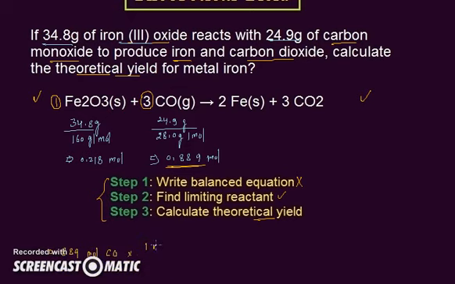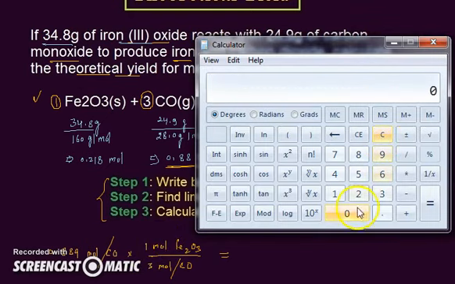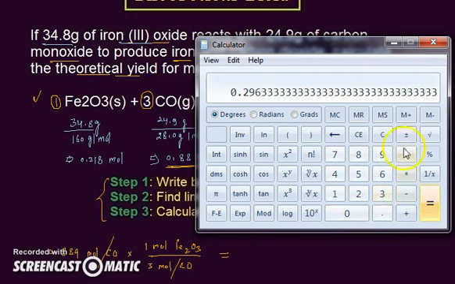Here I put 1 mole iron oxide and it reacts with 3 moles carbon monoxide. We use the mole ratio in such a way that we can cancel the moles of carbon monoxide. And we can do the calculation. In the top we have 0.889 multiplied by 1. We get the same number and it is divided by 3. Here we have 0.889 divided by 3, and this is the value we get.